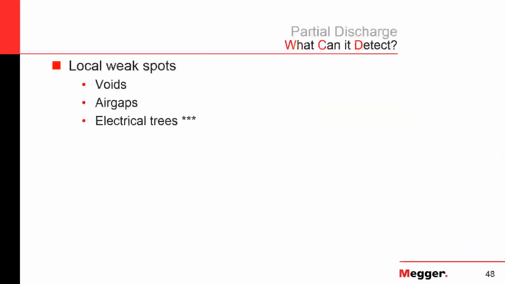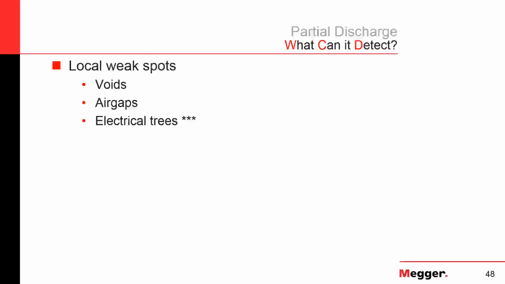So what can PD detect? Really local weak spots, voids, air gaps, defects. It can detect electrical trees, but there's not just one, but 3 asterisks next to that statement, because it's very unlikely that you'll find electrical trees. The reason being, they're only on the cable system for a short time before they fail the cable.